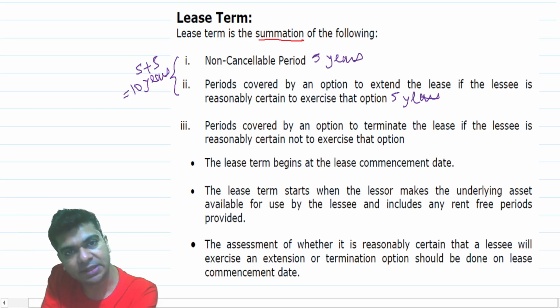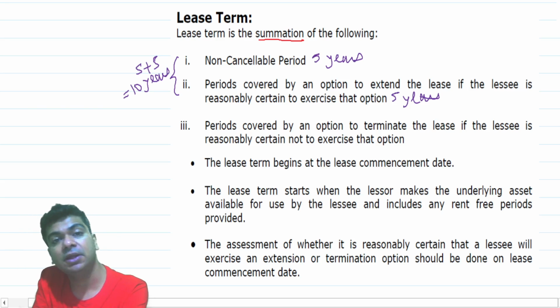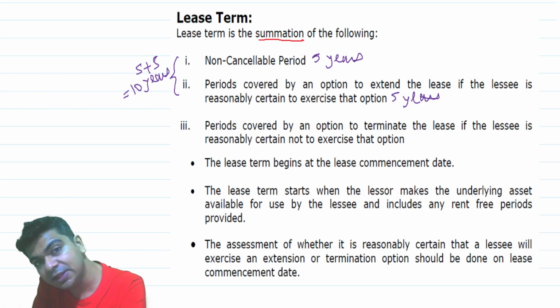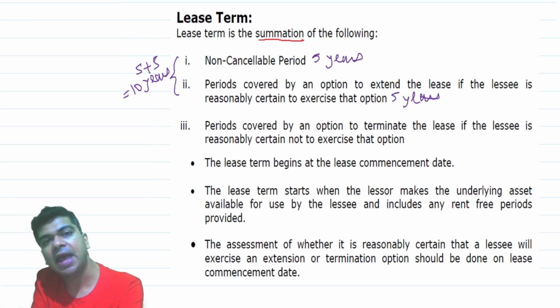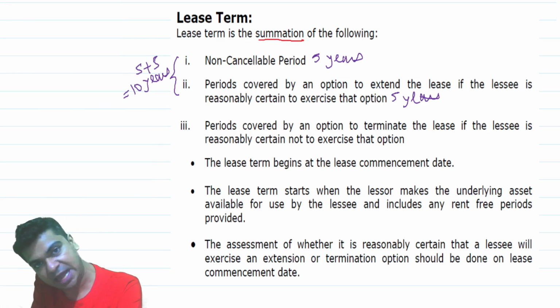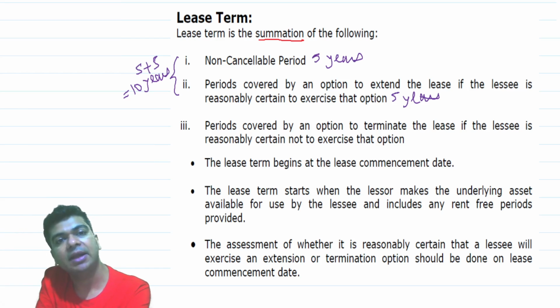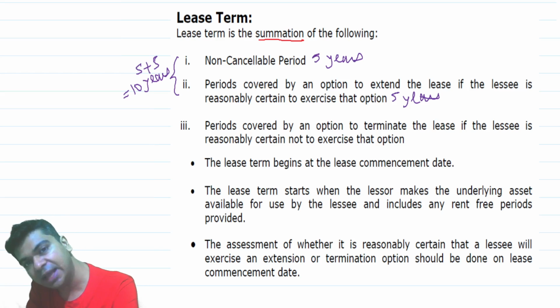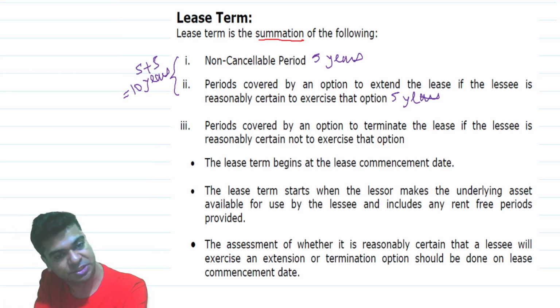5 years is non-cancelable, and at the end of the 5th year, I have a right of extending the lease by another 5 years. And as a lessee, I am very clear right now that yes, I will exercise that particular option. So one can say that at the lease commencement date, 10 years is the lease term.